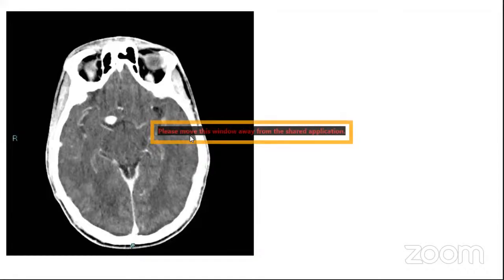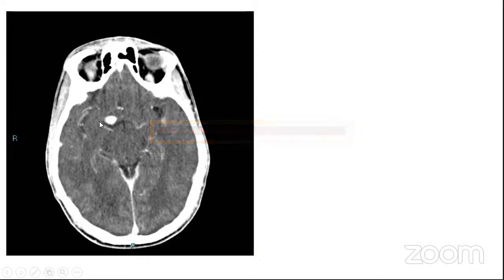You can see that this is the part of the M2 segment, and there you can see a hyperdense area. This is the left MCA, this is the right MCA. This is part of the M2 segment. At the bifurcation, we can see there's a hyperdense area, along with subarachnoid hemorrhage, that is showing something at the level of the MCA.